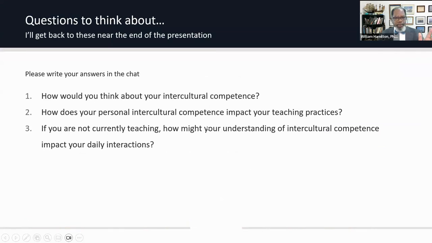Before we get started proper, here are some questions to think about during the presentation, and I'll get back to these near the end of the presentation. These will be put into the chat, and there are also some polls that I created. So the first question: how would you think about your intercultural competence? Second question, how does your personal intercultural competence impact your teaching practices? And the third question is, if you are not currently teaching, how might your understanding of intercultural competence impact your daily interactions? So if you could put those in the chat or answer the poll questions, we'll get back to those later.